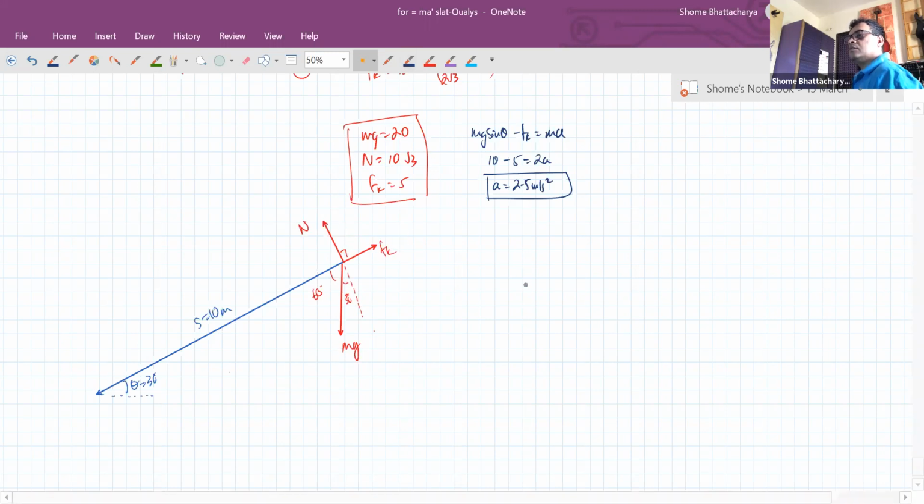Okay. So work done by mg, we'll have to take dot product of mg with displacement. So we can see that it will become mg s cos 60 degrees. Correct?